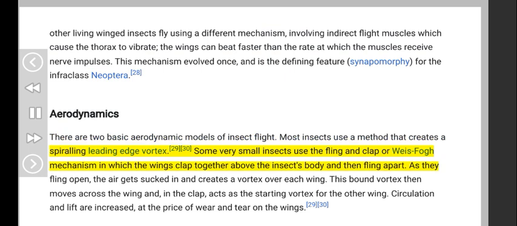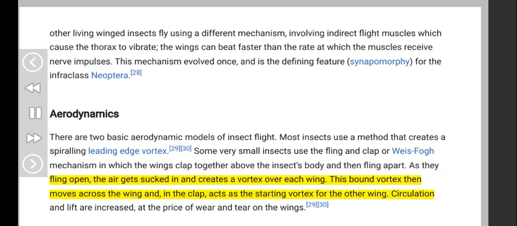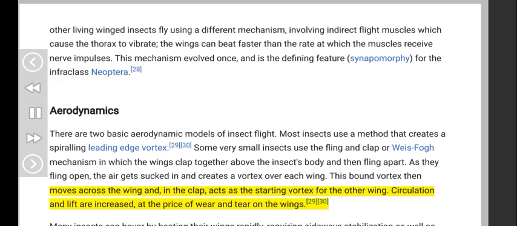Some very small insects use the fling and clap, or Weis-Fogh, mechanism, in which the wings clap together above the insect's body and then fling apart. As they fling open, the air gets sucked in and creates a vortex over each wing. This bound vortex then moves across the wing and, in the clap, acts as the starting vortex for the other wing. Circulation and lift are increased, at the price of wear and tear on the wings.